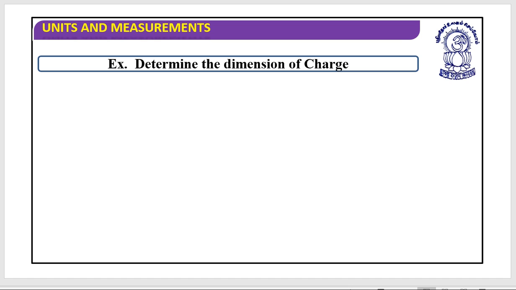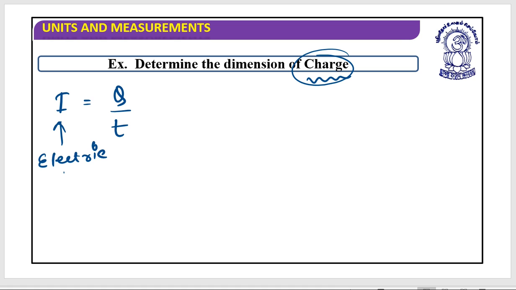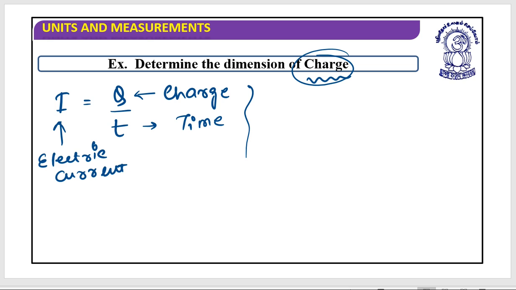Move on. Next, determine the dimensions of charge. What is it? And how could I find it? Do you know any relation which can relate a charge? Do you know this? I is equal to Q by T, where I is the electric current, Q is the charge, and T is the time. So from this, I can write Q is equal to I into T.